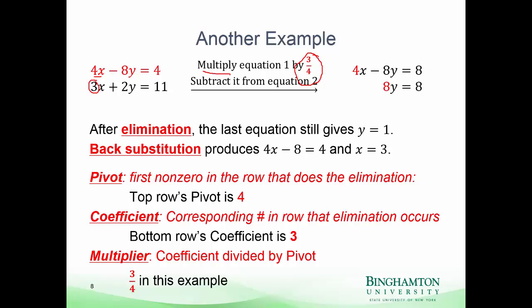And so 3/4 is the value in this example for the multiplier. And then you can see that when we multiply the top equation by 3/4 and subtract it from the bottom equation, we end up eliminating x and getting 8y is equal to 8.